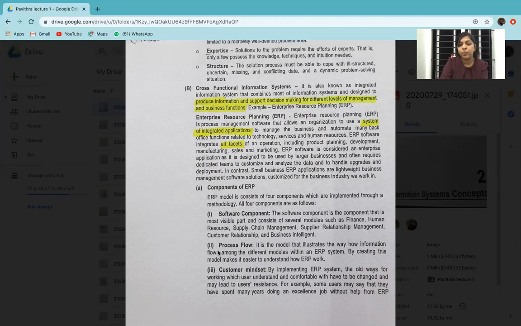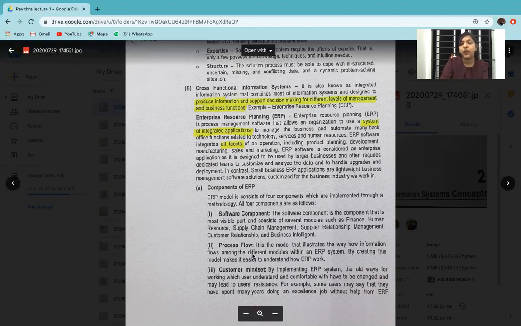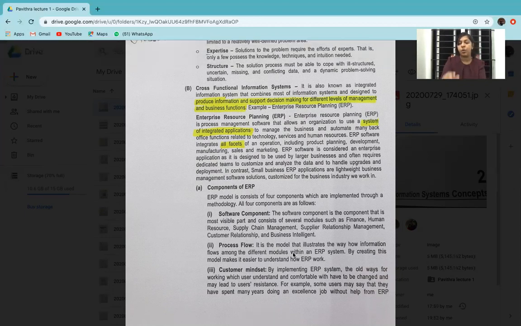And next is a process flow. It is a model that illustrates the way information flows among different modules. We have so many modules because that is what an ERP is about. You have the software, and then it is going to deal with different modules. The process flow determines how the information is going to flow among different modules. That is the second one.